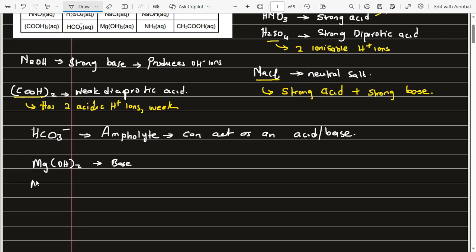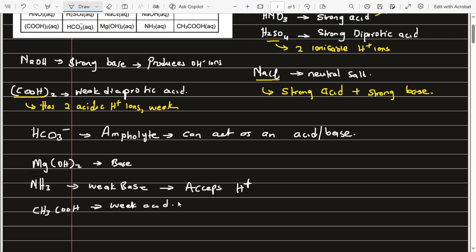Then we have the NH3. This one is a weak base, and it is the one that accepts the H plus ion. Do we have another one? Yes, the last one. This one is a partial ionization, so it's going to be a weak acid. If you check on your table, the CH3COOH is going to be under weak acid.